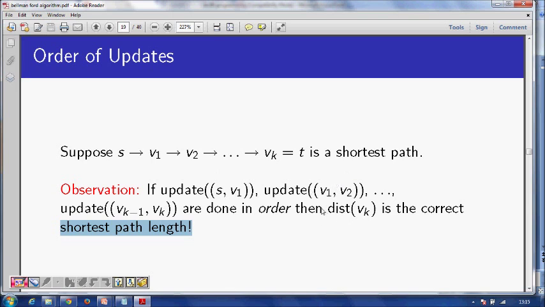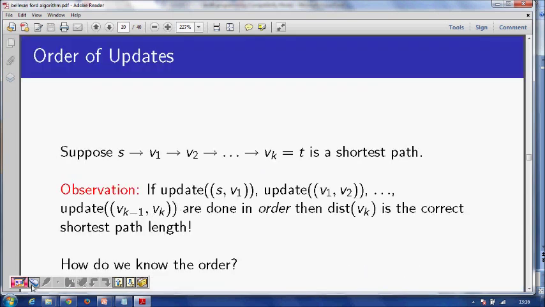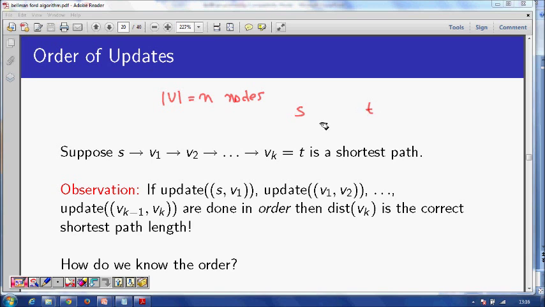If you do the update in this order, it will be perfect and you will get the shortest path. But the problem is that we don't know this shortest path. Because if you know the shortest path, then there is no need to update those edges. So what do we do? We observe that if we have |V| equal to n vertices or nodes, then for a simple path the maximum number of edges between source and destination will be n minus 1. You cannot have more distance than this in a simple path.